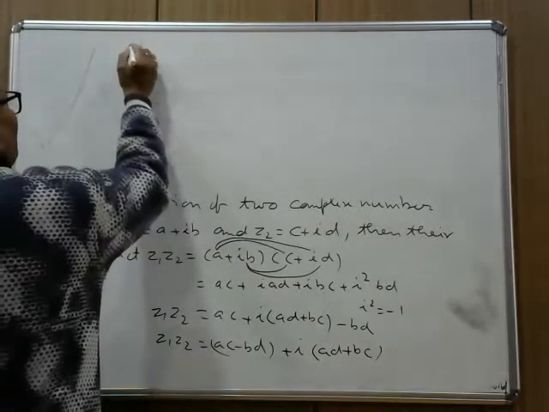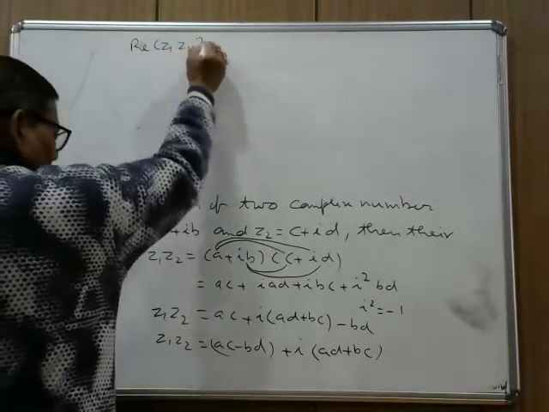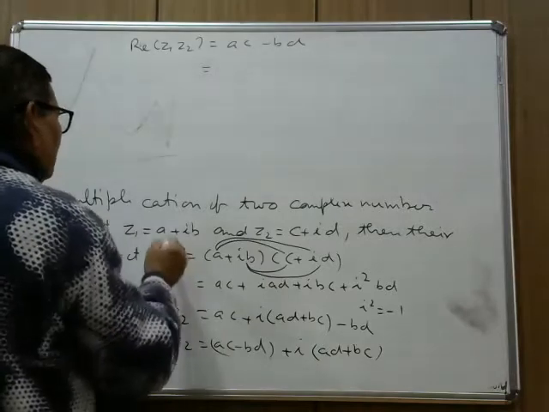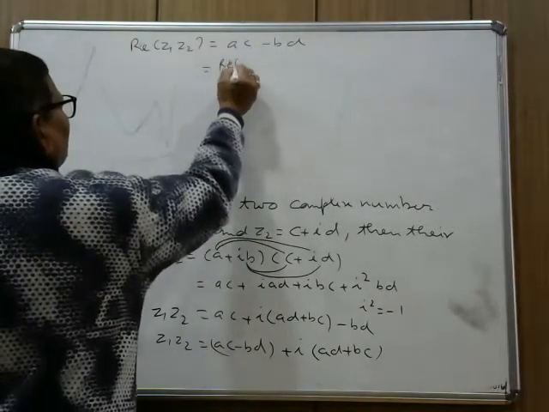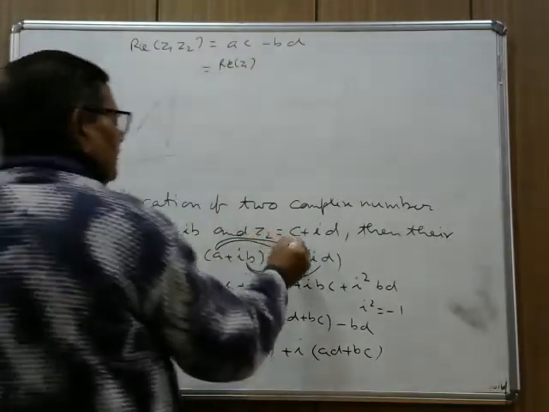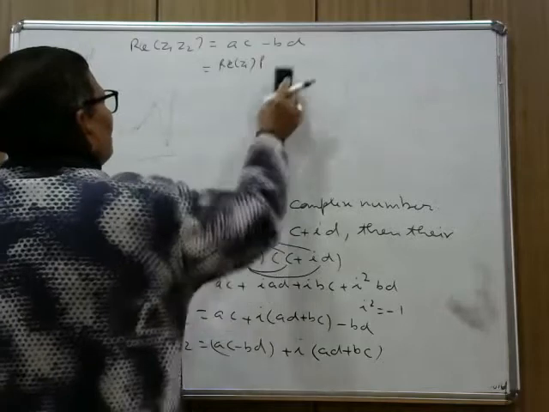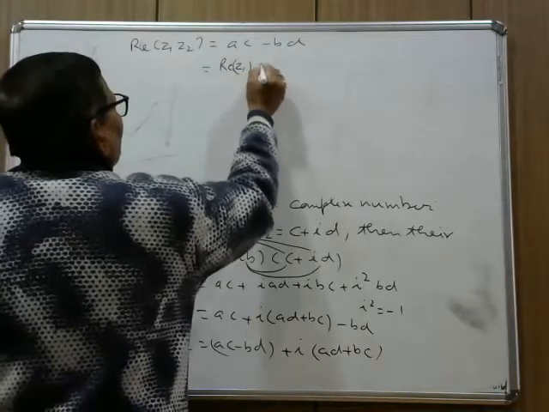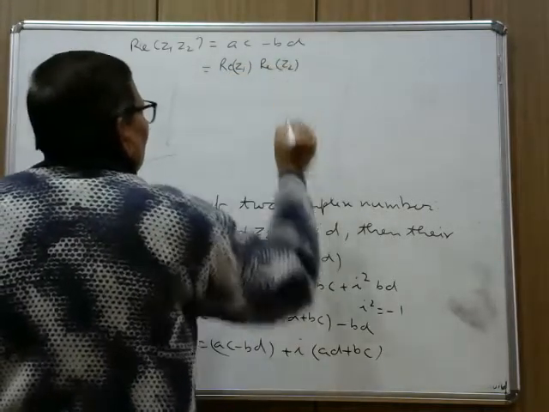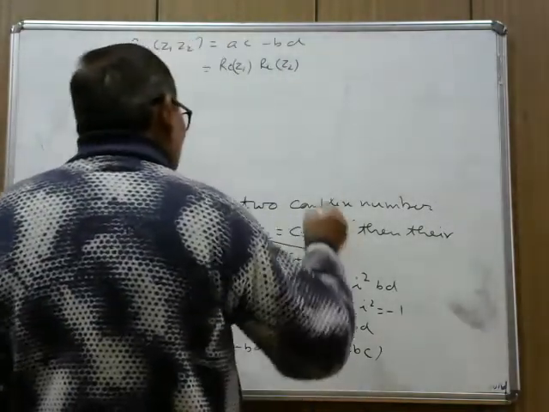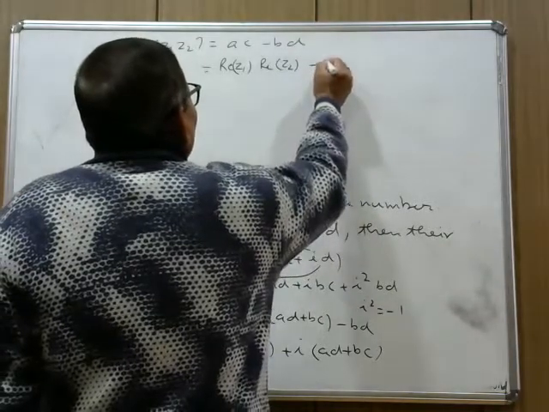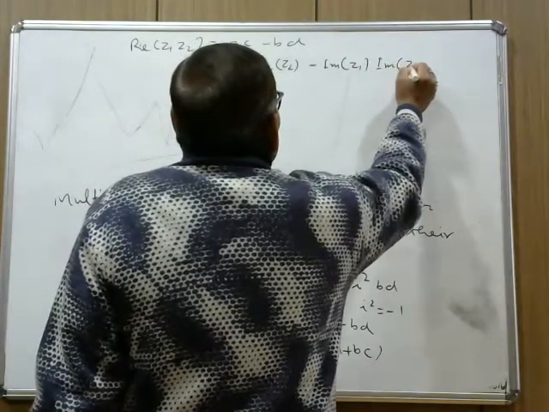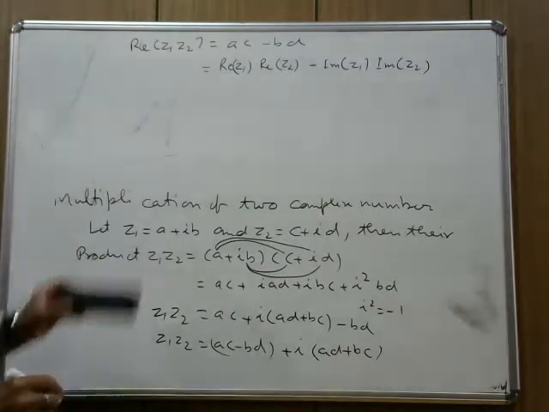From here you can write your real part of the product Z1 Z2 is ac minus bd, and a is the real part of Z1 and c is the real part of Z2, minus b is the imaginary part of Z1 and d is the imaginary part of Z2. So the real part of the product Z1 Z2 can be defined in this way.